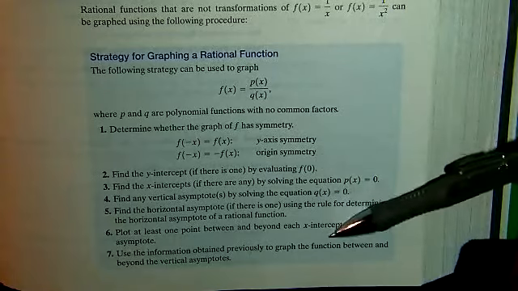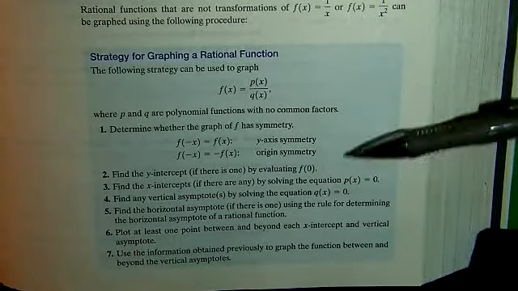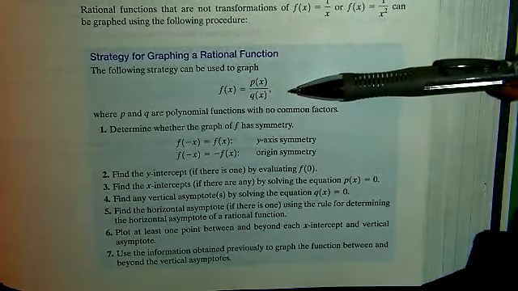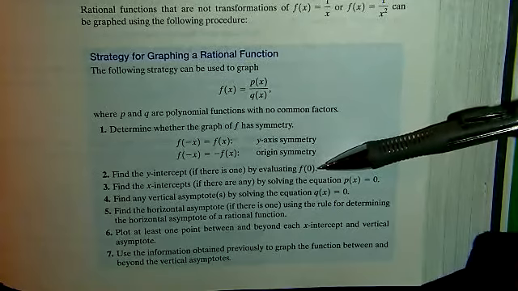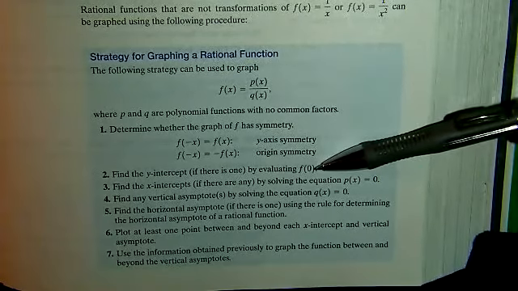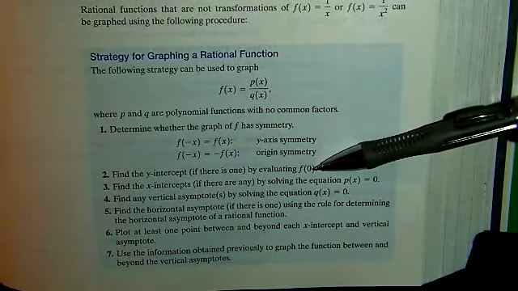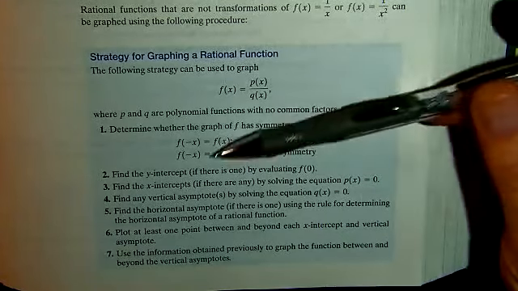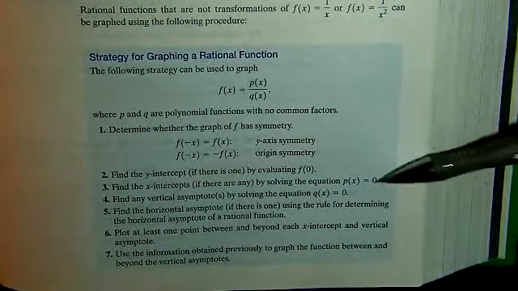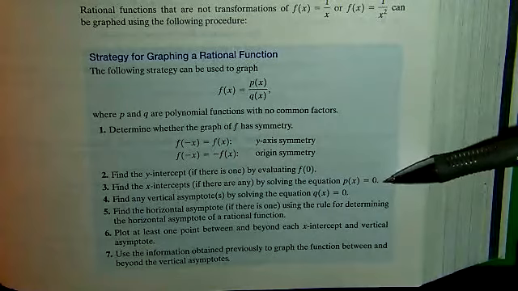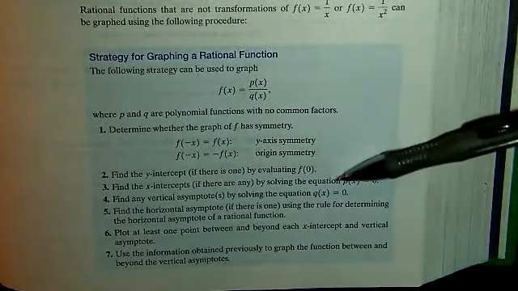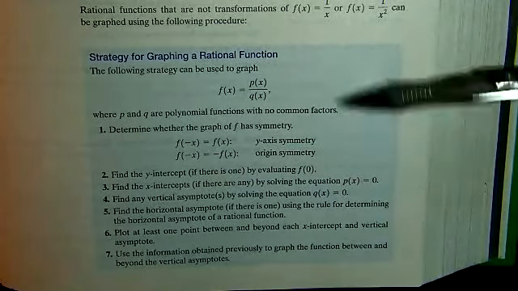Okay, then the rest of these steps are really what we're going to focus on today, which is how to take a given rational function and then evaluate the y-intercept by replacing x with 0. This is the way we always find the y-intercept of any function, is to let x equal 0. Find the x-intercepts, which we also call the roots, or the zeros, by solving the equation p of x equals 0. Notice the only part of the rational function we need to focus on when we're looking for x-intercepts is just the numerator. And why is that?